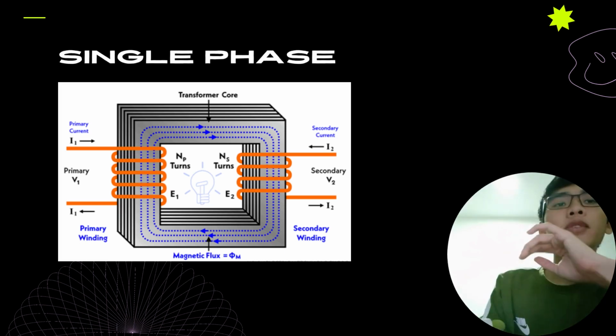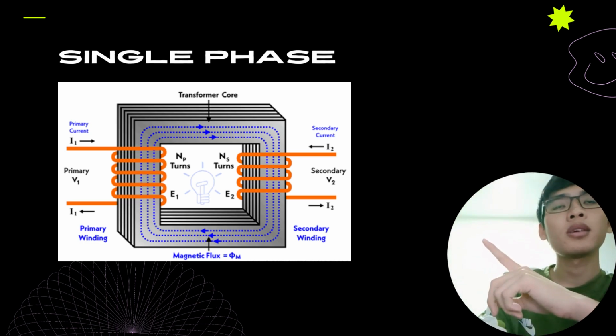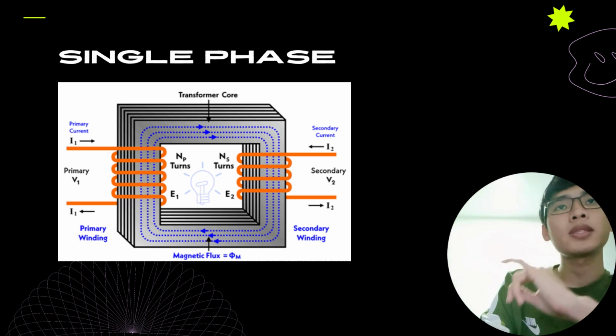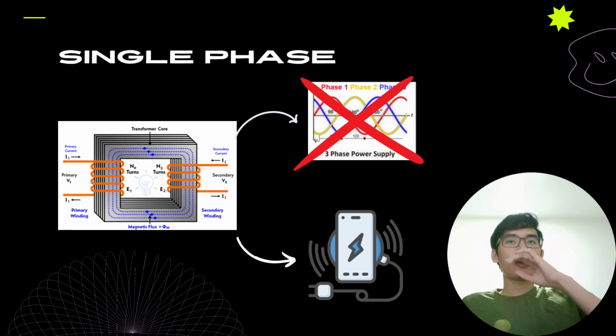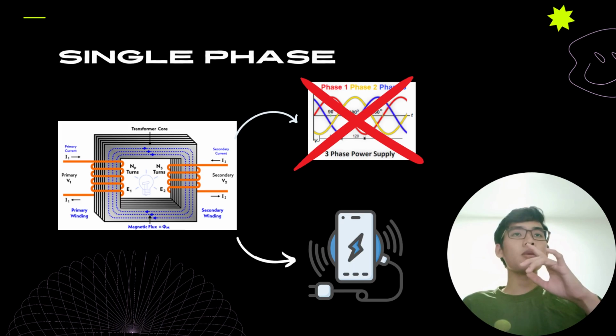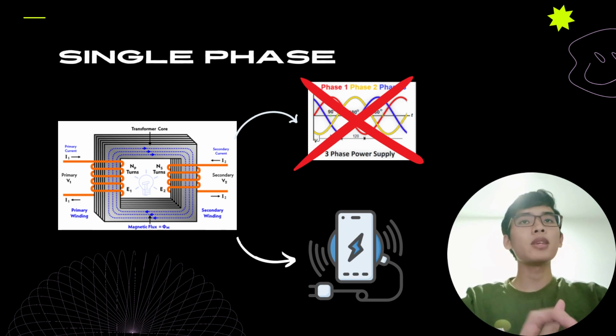Most of us are most probably familiar with this one: one iron core, wound with a primary coil on one side and a secondary coil on the other side. When there's only one pair of primary and secondary coil, we know this as a single-phase transformer. Depending on the ratio of the coils, it can either be a step-up or step-down transformer. But either way, we can only get single-phase power supply from this transformer. We cannot get a three-phase power supply from a single-phase transformer.